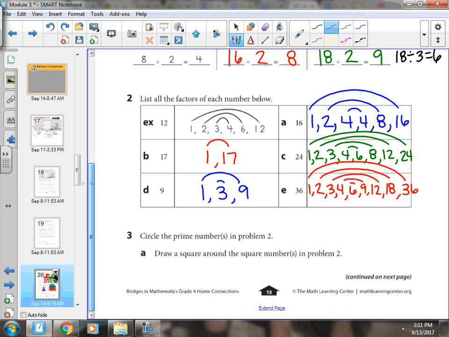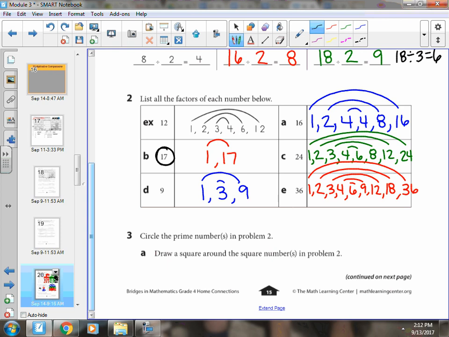Okay, looking at number 3. Number 3 says, circle the prime numbers. Remember, a prime number has only 2 factors, 1 and itself. So the number 17 is totally a prime number. Because it has two factors, 17 is a prime number.